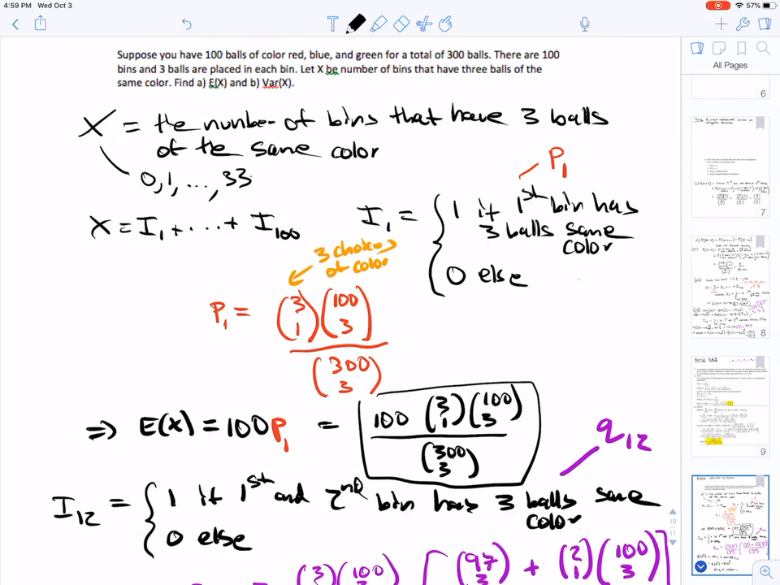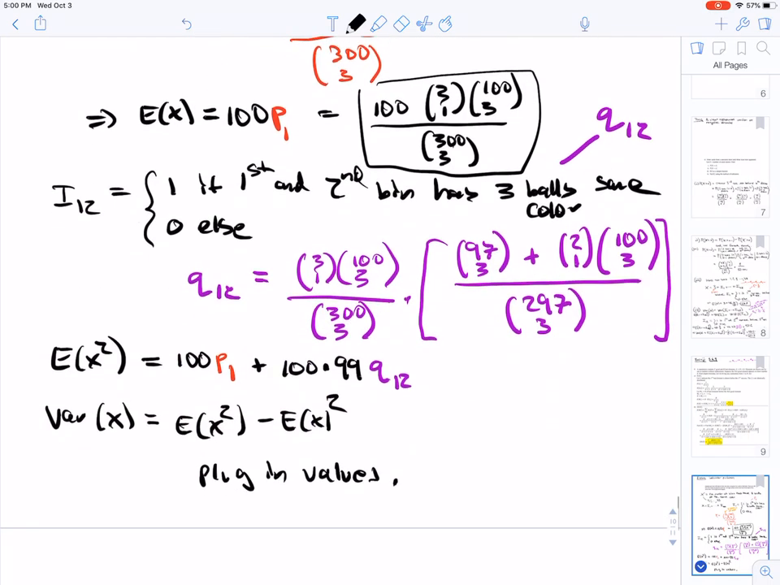And that probability P1 is just a straightforward hypergeometric. So let's say that the color is red for a moment. The probability that I have 3 red balls in the first bin would be 100 choose 3 divided by 300 choose 3. But I have 3 possible colors, so I have to multiply this by 3.